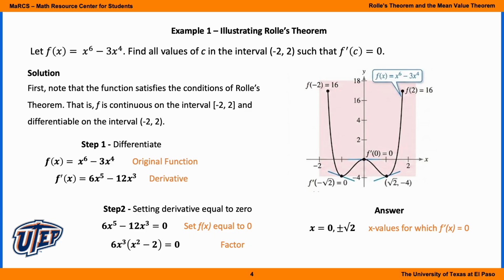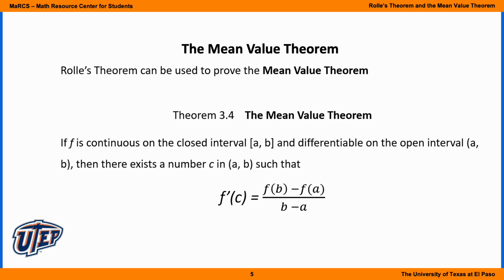Rolle's theorem can also be used to prove the mean value theorem. The mean value theorem states that if f is a continuous function on the closed interval [a, b] and differentiable on the open interval (a, b), then there exists a number c in the open interval (a, b) such that f'(c) is equal to (f(b) minus f(a)) divided by (b minus a).